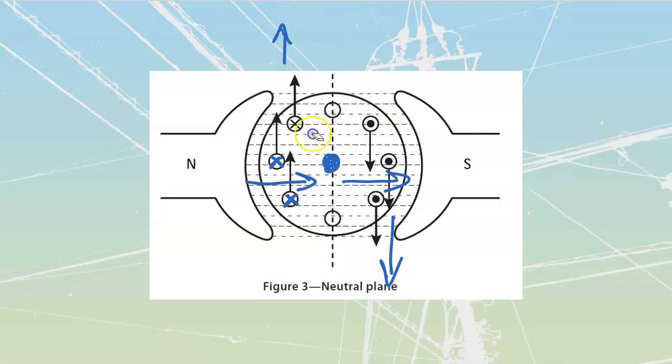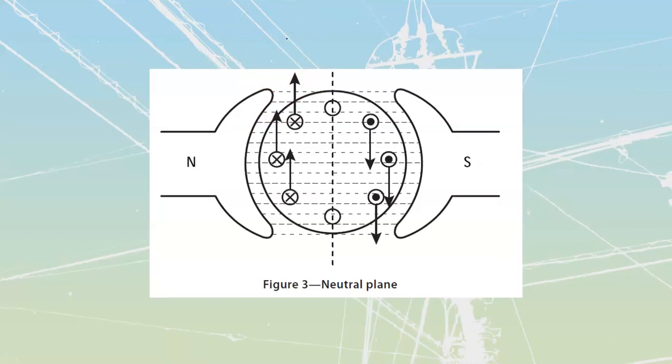So what we are going to have is a commutator. Once again, what is a commutator? It is a rotary switch. And what that rotary switch is going to do is, as we cross this over here, we're going to call this the neutral plane.